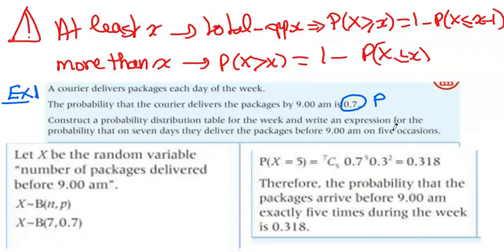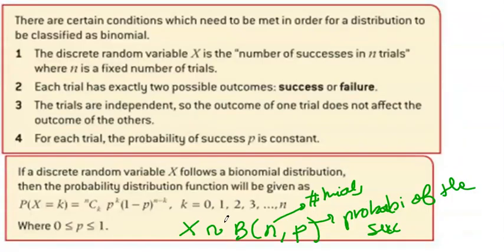If I want to find the probability of x equal to 5, I use the formula: C(7,5) times 0.7 exponent 5 times 0.3 exponent 7 minus 5, which is 2. And the answer is 0.318. Therefore, the probability that the package arrived before 9 exactly 5 times during the week is 0.318. So here I use the formula, guys: C(n,k) p^k (1 minus p)^(n minus k).